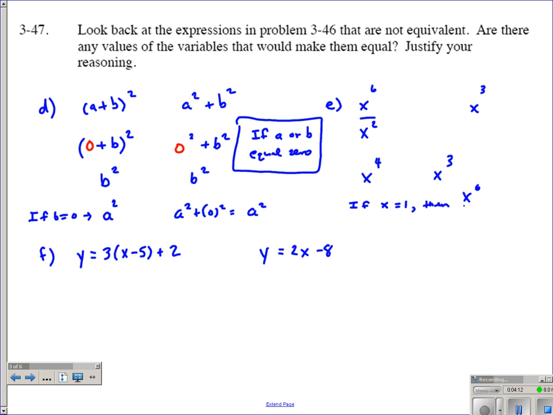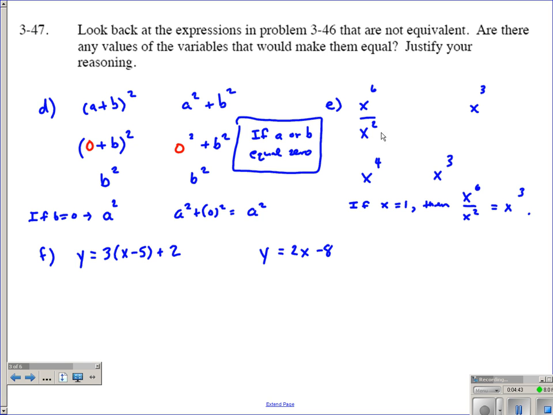Our x to the 6th over x squared will equal x to the 3rd. We'll end up with the expression 1 equals 1. Now a question for you here is, what if x equals 0? If we plug it back in here, we'd have 0 to the 6th power over 0 to the 2nd power. Well, the problem with that is we can never have 0 in our denominator.